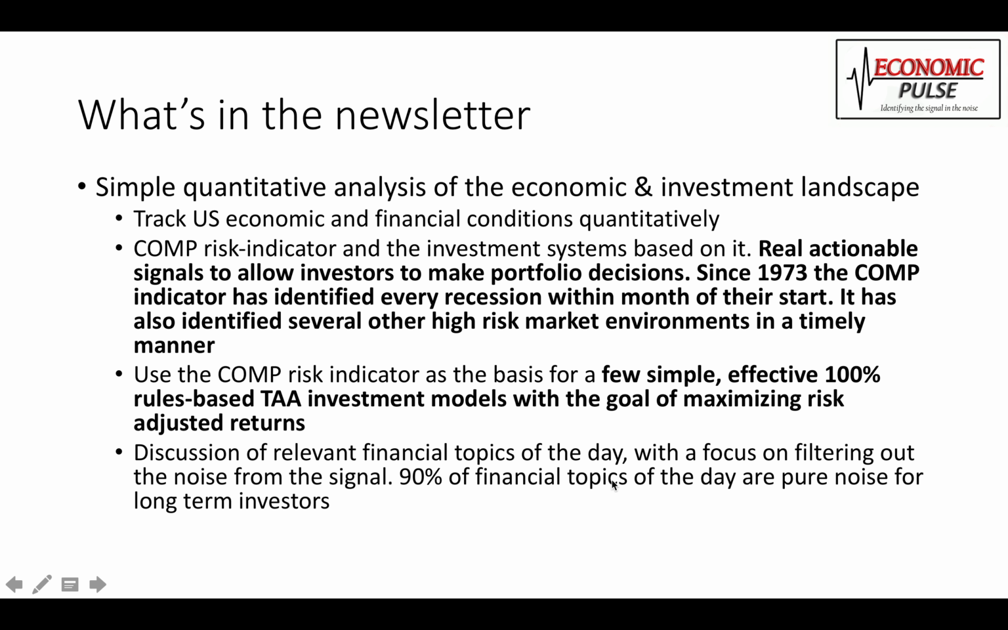So what's in the newsletter? Basically, we track the economy and financial conditions. The core component of the system is the comp risk indicator, and it provides us monthly actionable signals to allow us to make portfolio decisions. In simulations, backtesting since 1973, the comp indicator has identified every single recession within a month of their start. And it has also identified other high-risk periods of financial stress.